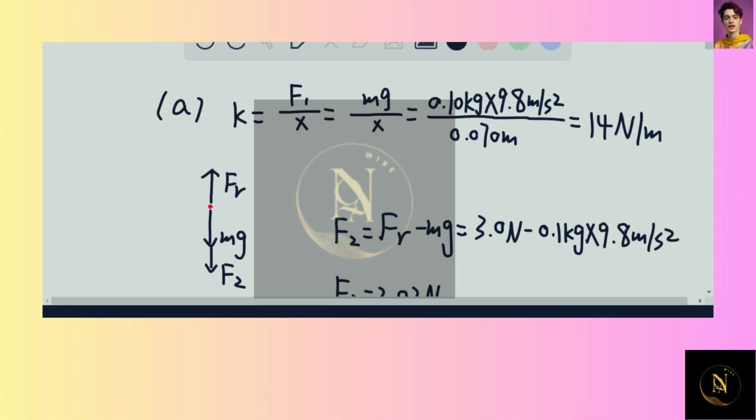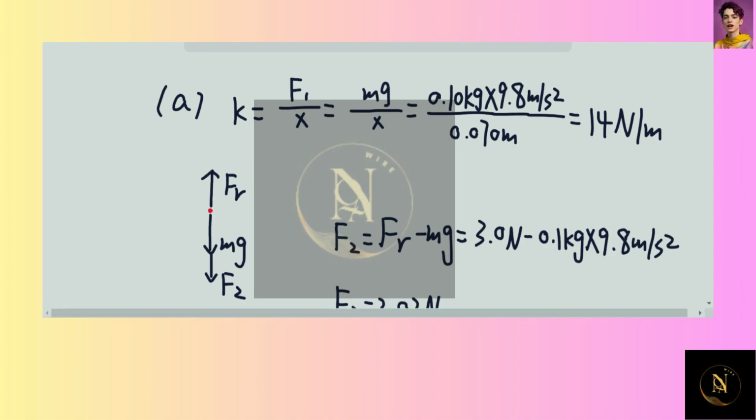Okay, so first we need to determine the spring constant. The spring constant is equal to F1 over x. We know at the beginning there's only the gravity of the block applying to the spring, and the distance stretched was about 0.070 meters. So the spring constant is equal to mg over x, which is 0.10 kilogram times 9.8 meters per second squared over 0.070 meter, which gives us a spring constant of about 14 Newtons per meter.